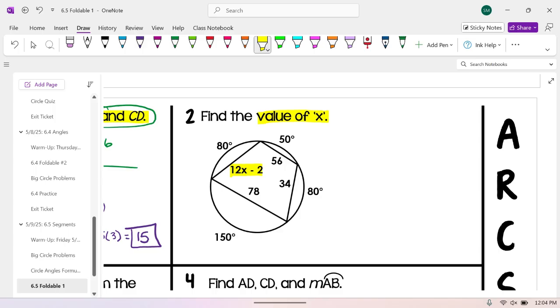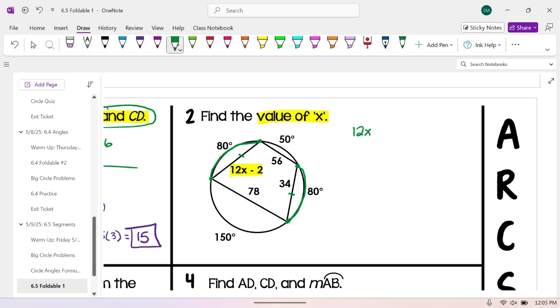12x minus 2 and 34. Those are the congruent sides, but why are they congruent? Because the arcs that they form are congruent. So since these two arcs are congruent, they're both 80 degrees, that means the segments that formed them are congruent as well. So knowing that, how do I solve for x? Set them equal to each other.